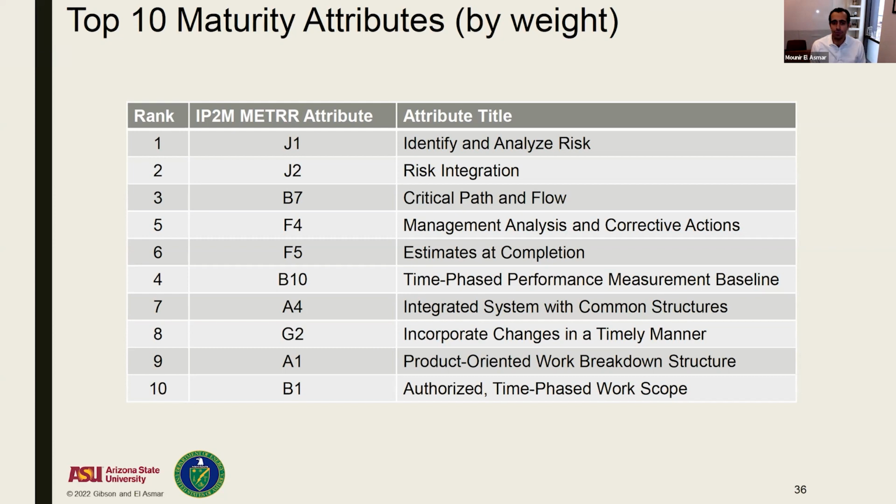Critical path and flow, management analysis and corrective actions, estimates at completion, time phase performance measurement baseline, integrated system with common structures, incorporating change in a timely manner, a product-oriented WBS, and then authorized time-phased work scope. So these 10 had the highest weights out of all 56 attributes.